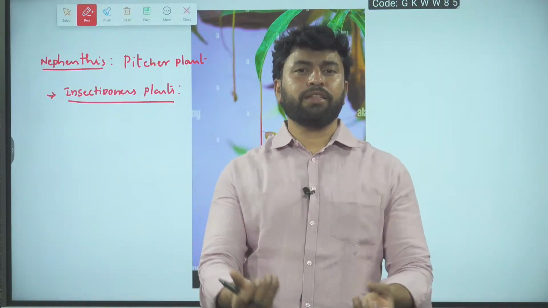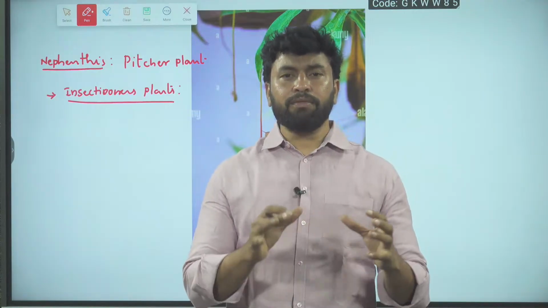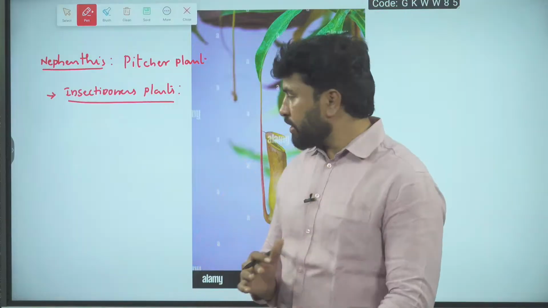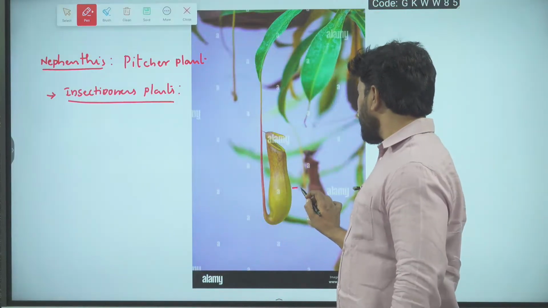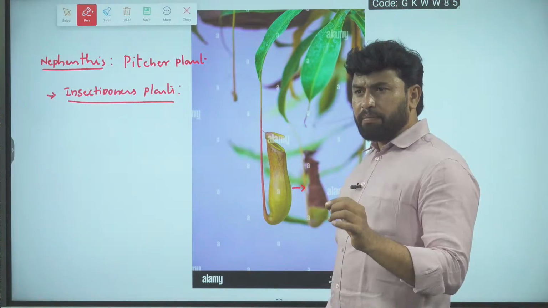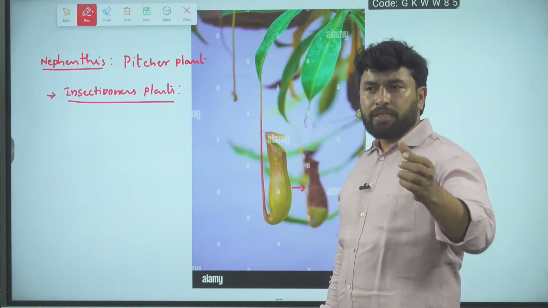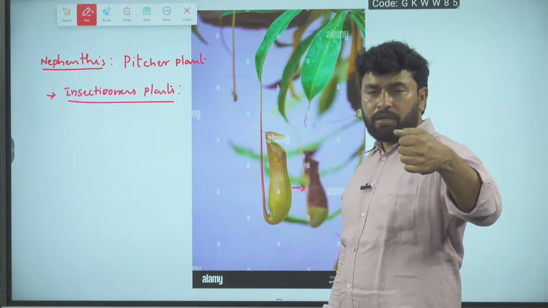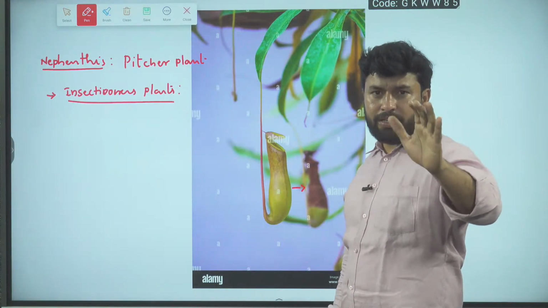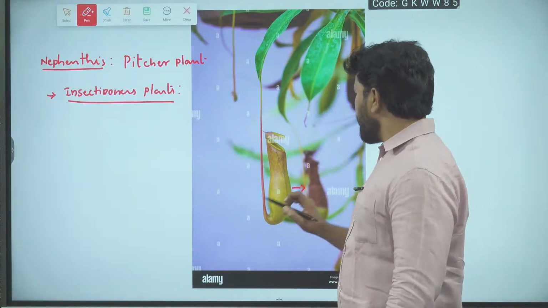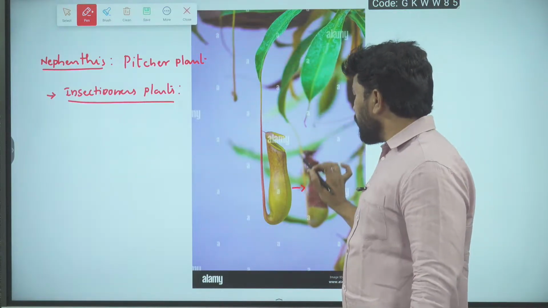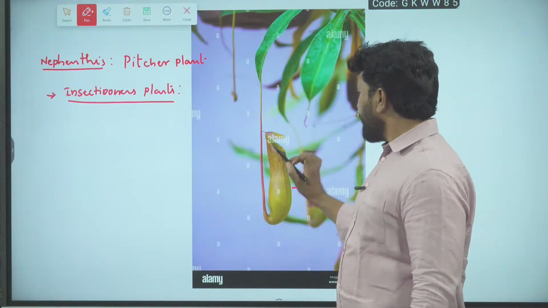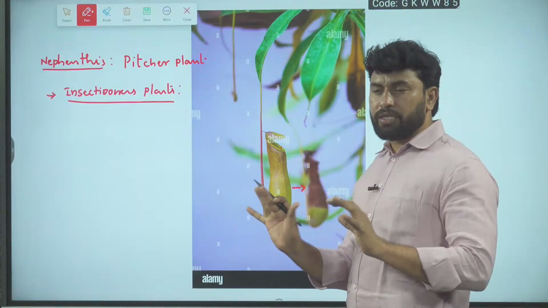Then come to various other types of insectivorous plants. Among them, the well-known plant is Nepenthes, which is commonly called pitcher plant. Let me take this. This is the picture of Nepenthes. Pitcher, the term you may be aware of: the jug which we use for pouring water on our dining table is called pitcher in Latin. Over there, the leaf has been modified in the form of a pitcher. That pitcher will entrap insects for the sake of nitrogen. That is the final story.